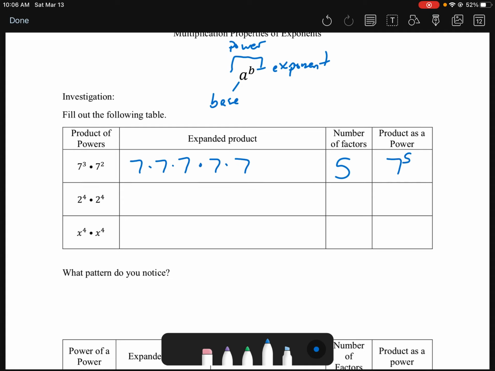Go ahead and try the next 2 rows, expand them, and then write the number of factors and what its new product looks like. Did you pause it? Please say you paused it. If you didn't pause it, I'm going to look stupid.